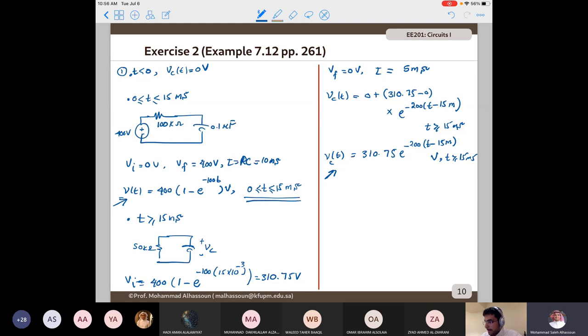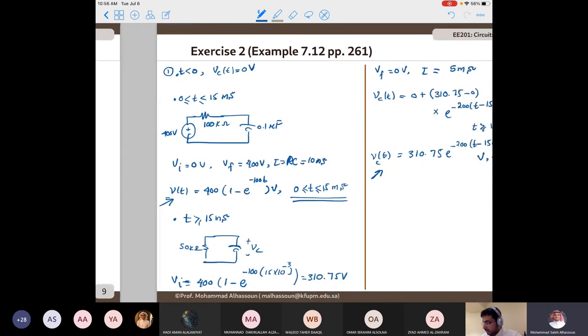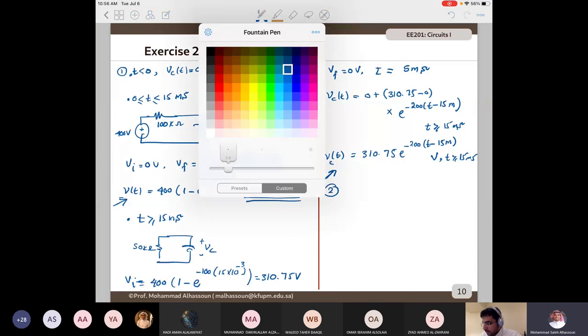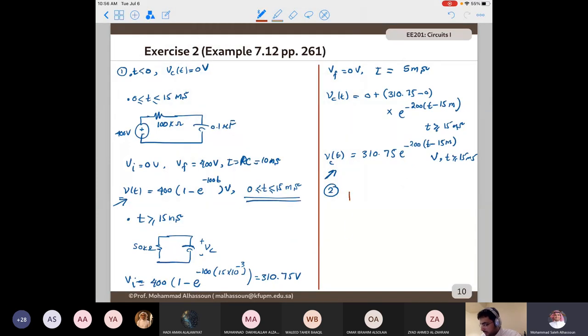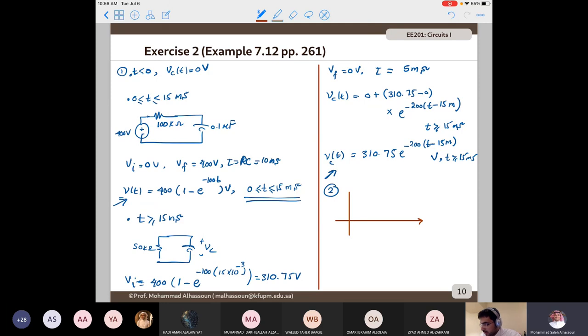Okay. So we want to plot the voltage across the capacitor versus time. So let's attempt to plot this voltage. You see that it will start charging from zero, and it will charge and then discharge. This one is 15 milliseconds, and this one is T. This one is VC of T.